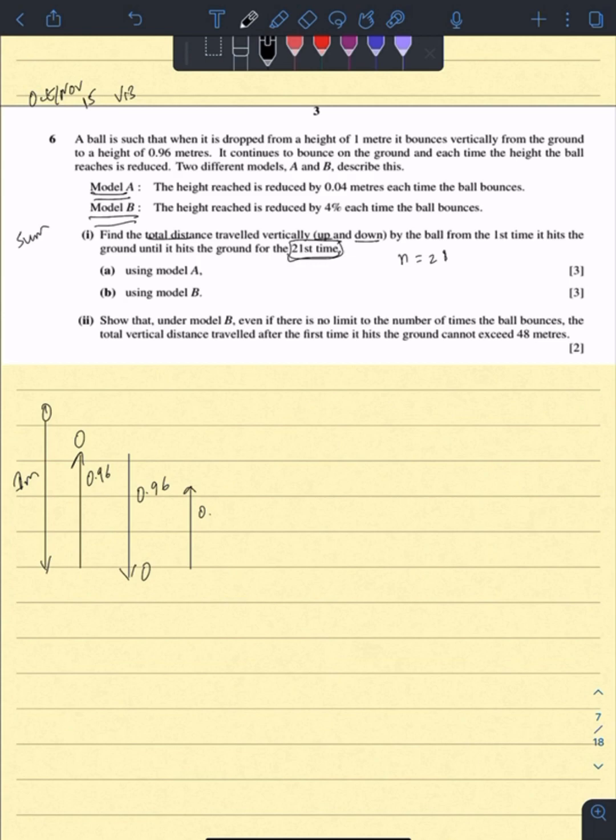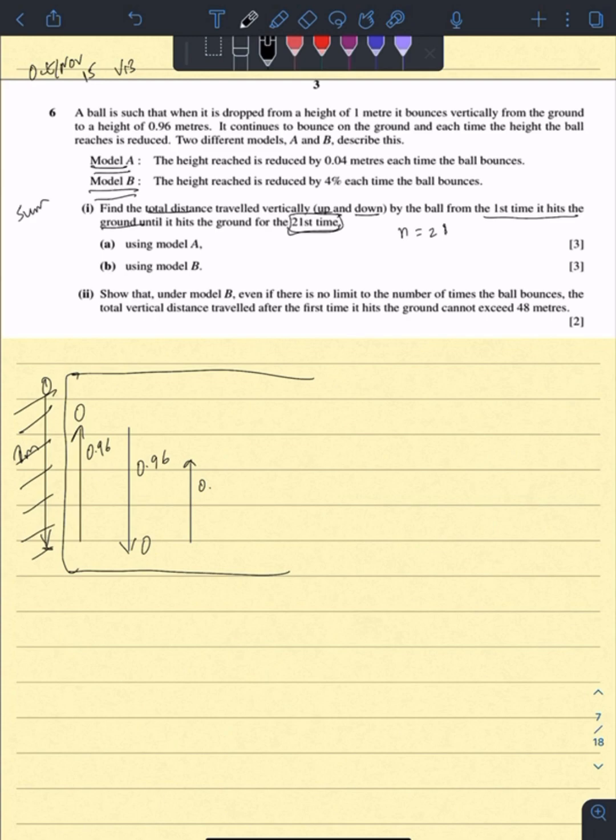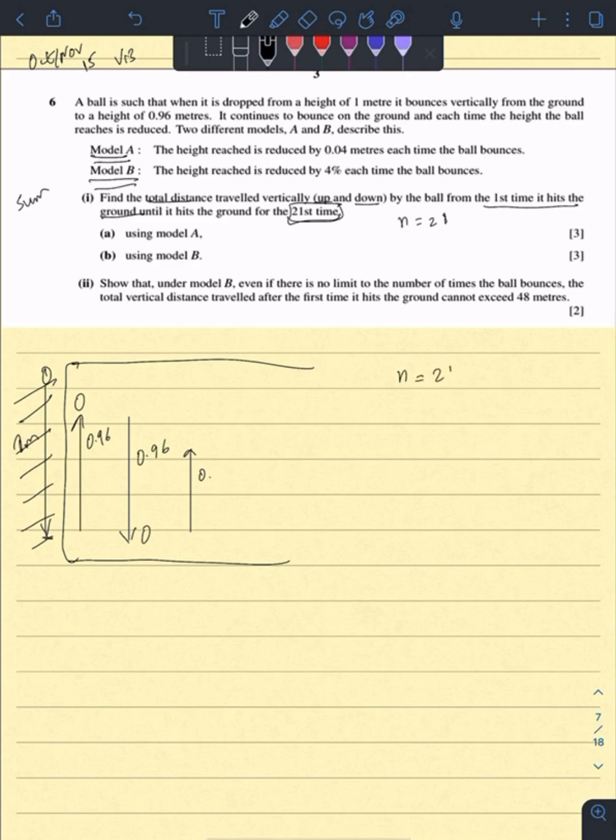It says from the first time it hits the ground. So after this it hits the ground and it goes back up. After this we have to calculate the total distance. So I can just cut out this 1 meter bounce, because it says from the first time it hits the ground, right? Because I've done that, the total number of bounces is reduced by 1. So now I have n as 20.